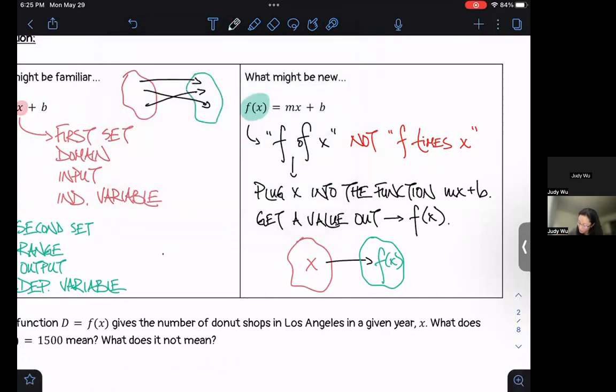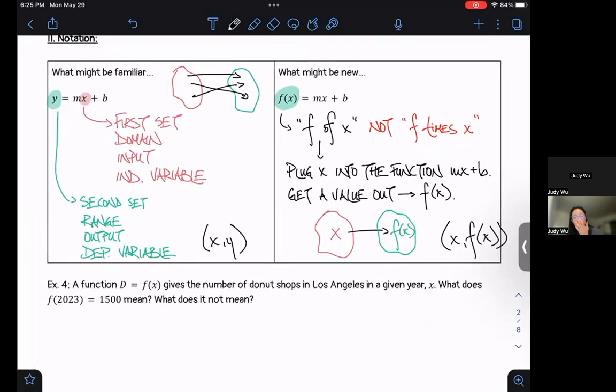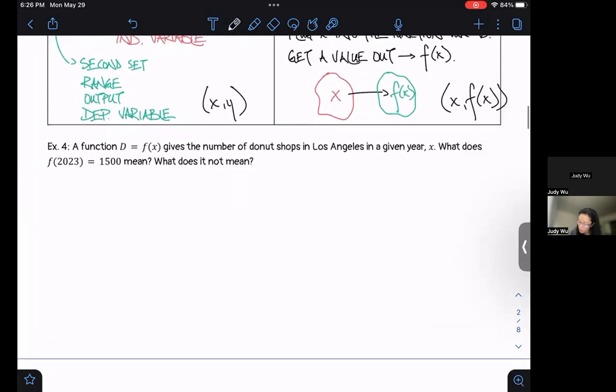Right? So over here, we would have X comma Y, but over here, we would have X comma f of X. And that's just the notation that we use. We're going to be using it quite a bit. We might use X and Y. We might use A and B. We might use f of X or G of X or N of X, whatever letter, it doesn't actually matter. What we're describing is that we're going to plug something into a function. We're going to get a value out. All right. So let's take a look at a quick problem here.